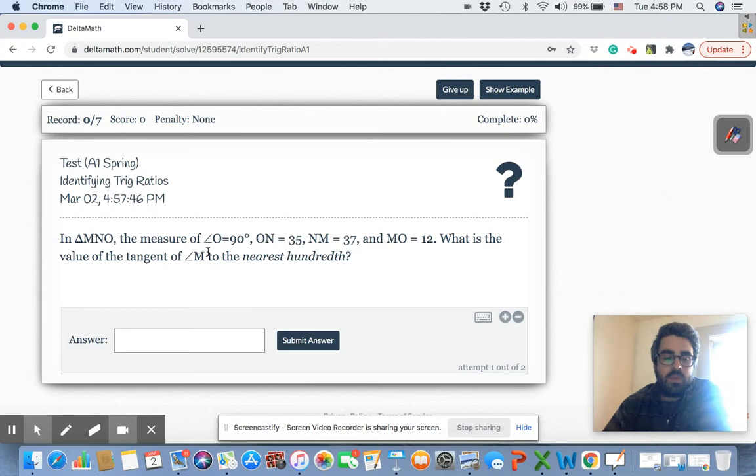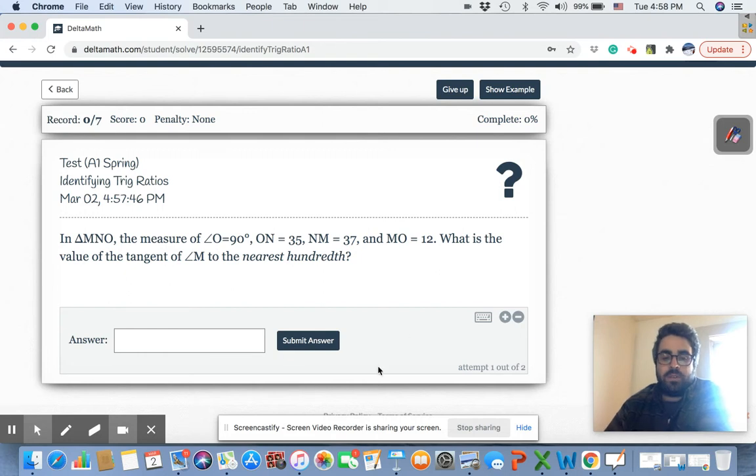So start by reading the question. In triangle MNO, the measure of angle O is 90 degrees, ON is 35, NM is 37, and MO is 12. What is the value of the tangent of angle M to the nearest hundredth?